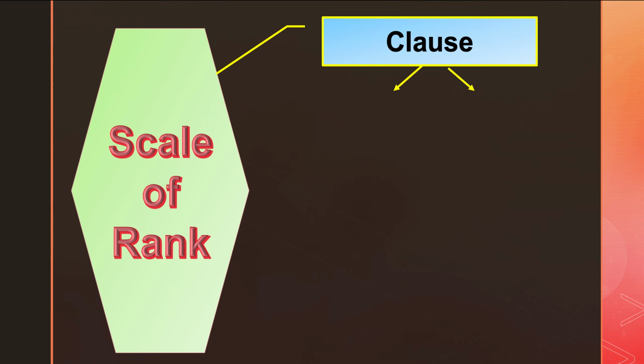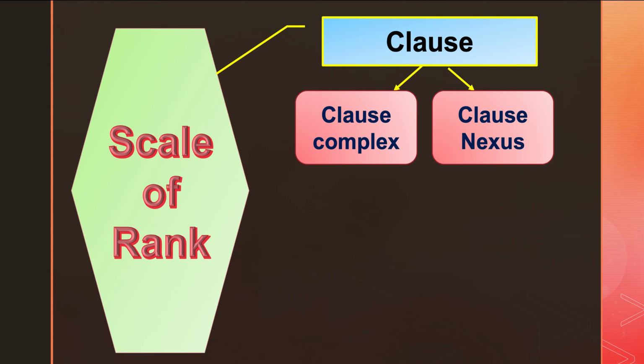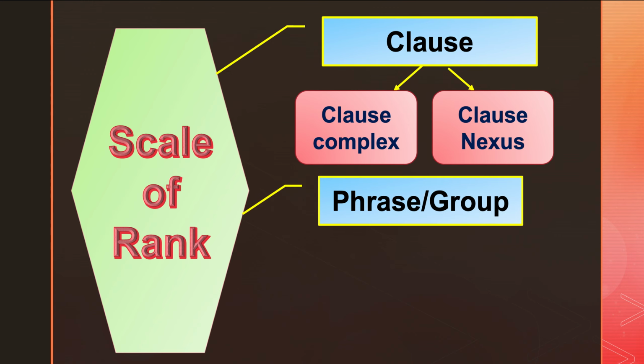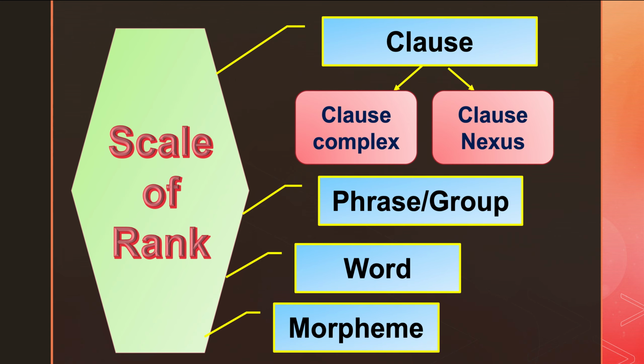Look, a scale of rank, first is the clause, and the clause is further divided into 2 parts, clause complex and clause nexus. But what is clause complex? We will talk about it a bit later. Then a scale of rank has second category, phrase or group, third category, word, fourth category, morpheme.